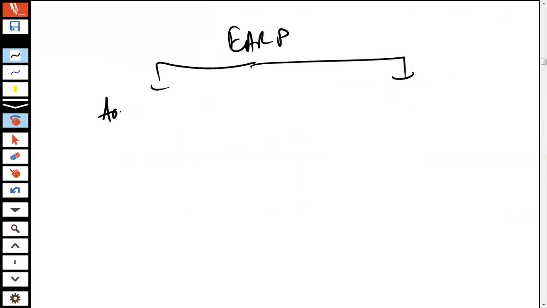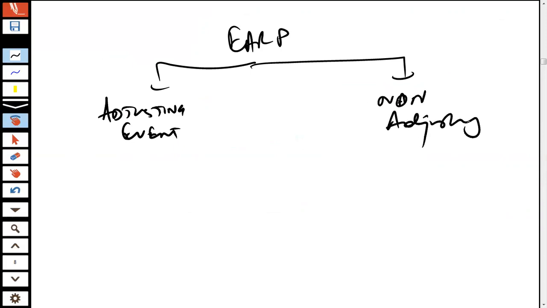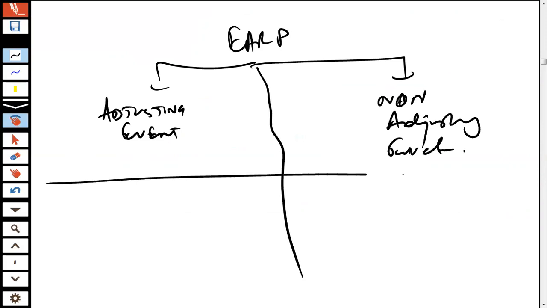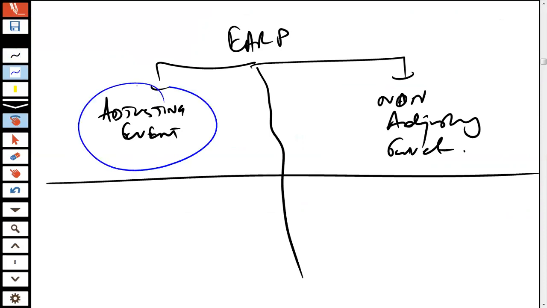The events after the reporting period are categorized into two categories: the adjusting event and the non-adjusting event. So it could be an adjusting event, it could be a non-adjusting event. What is going to be an adjusting event? What is going to be a non-adjusting event? Let's try to have a discussion of this.